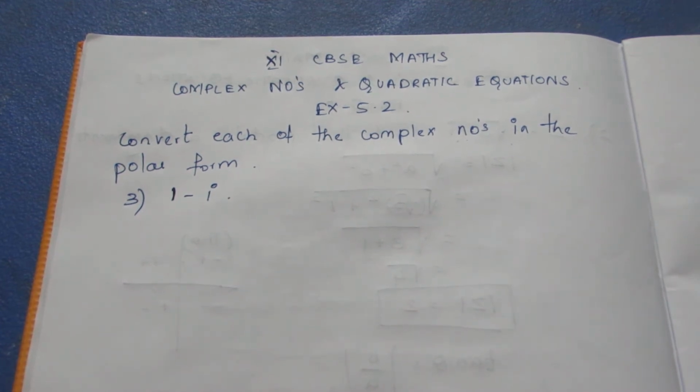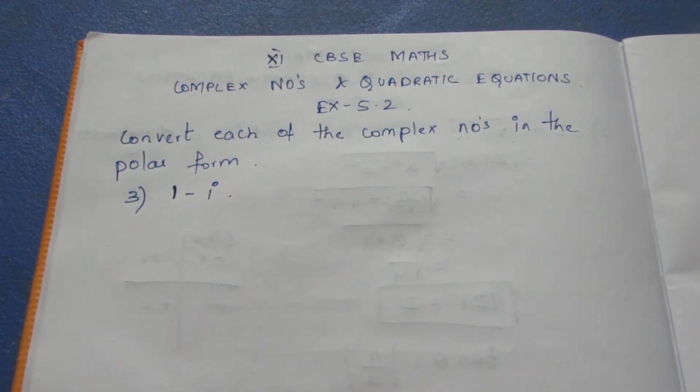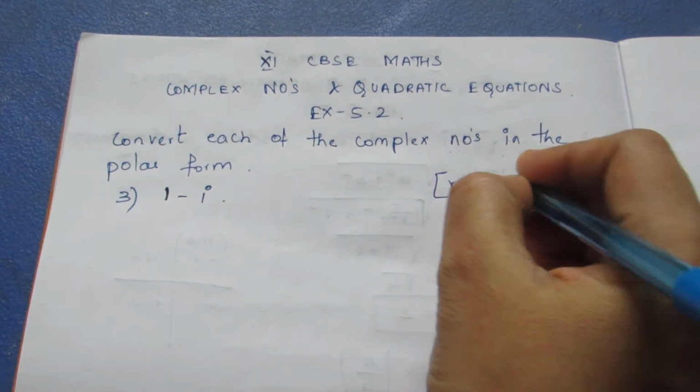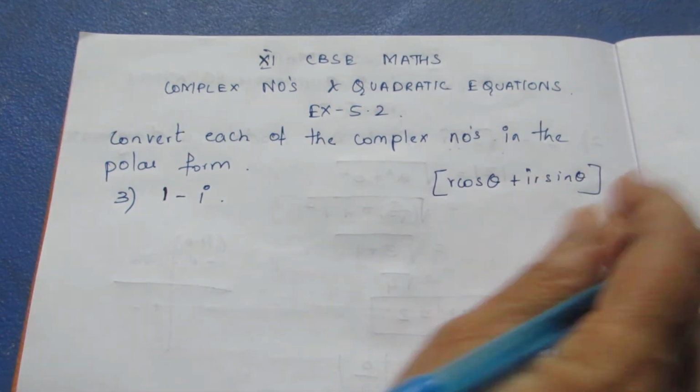Today we are going to see 11 CBSE Maths Complex Numbers and Quadratic Equations, Exercise 5.2, third sum. Let's see the question. Convert each of the complex numbers into the polar form. We need to convert this into a polar form. The polar form will be r cos theta plus i r sin theta. So we need to change to this form.